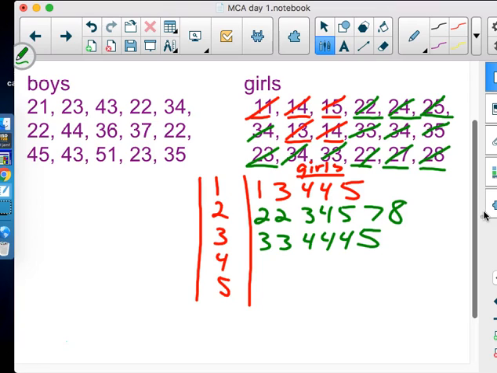Whew. So the girls are taken care of. Now, here's where it gets weird. We have to put the boys' data on backwards. Back-to-back stem and leaf plots are written from the inside out. So, go over here for boys.